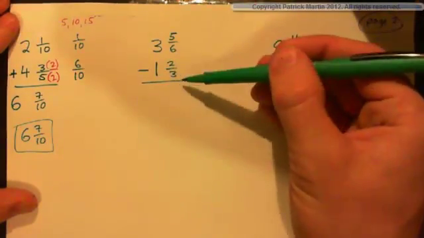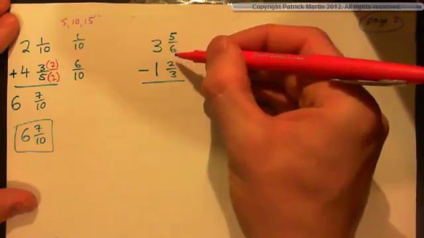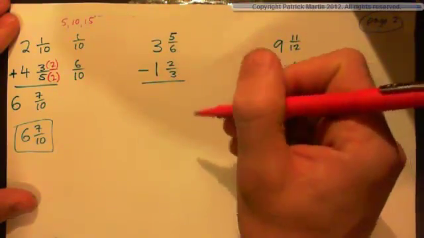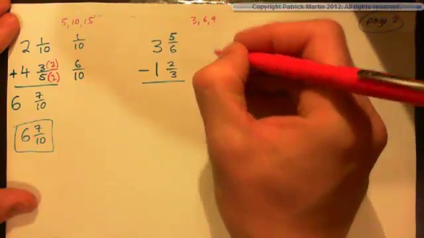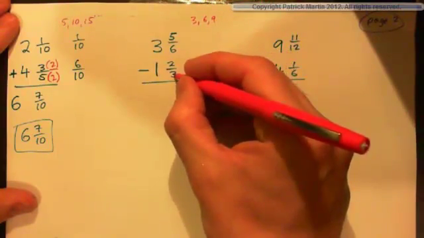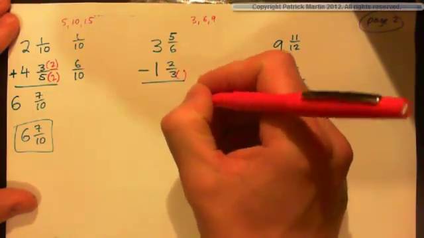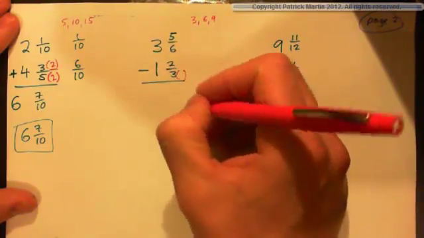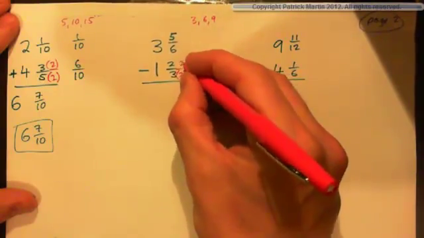Do I need to make the bottoms the same? I've got sixths and I've got thirds. If I think about multiples of 3: 3, 6, 9 and so on. So I can turn this into sixths, can't I? 3 times what gives 6? 3 times 2, right? And same at the top.